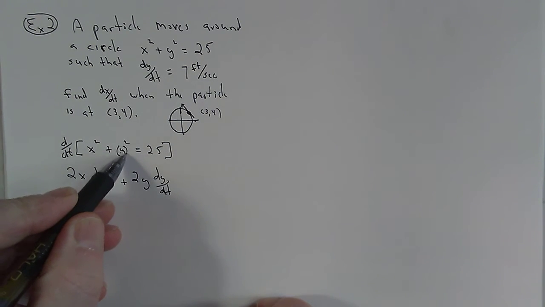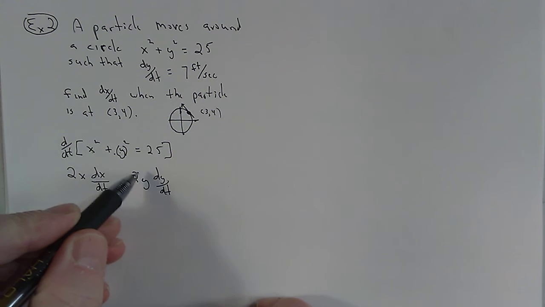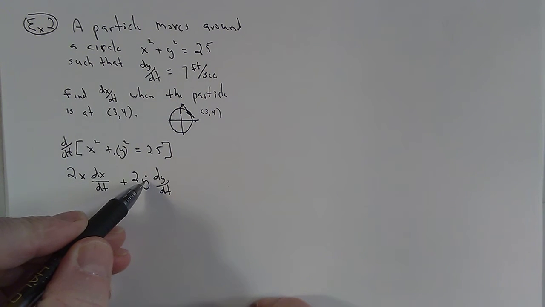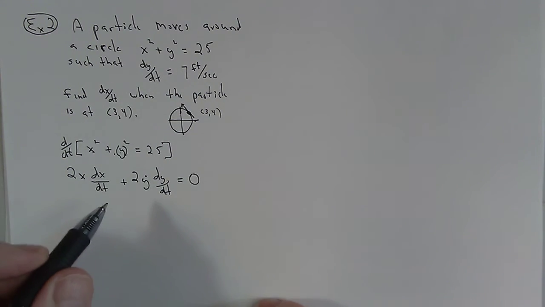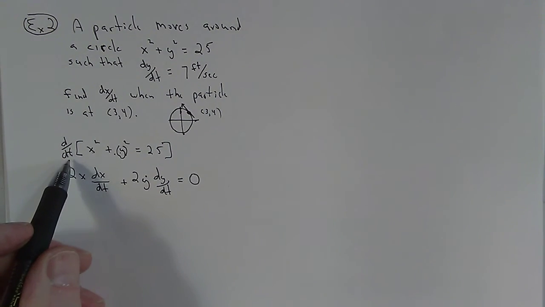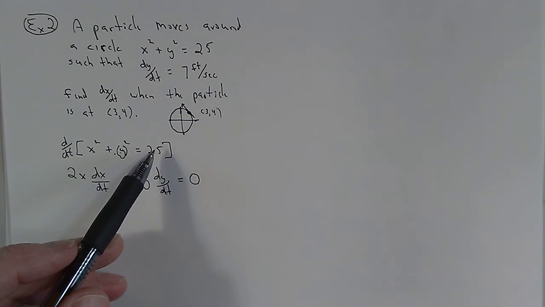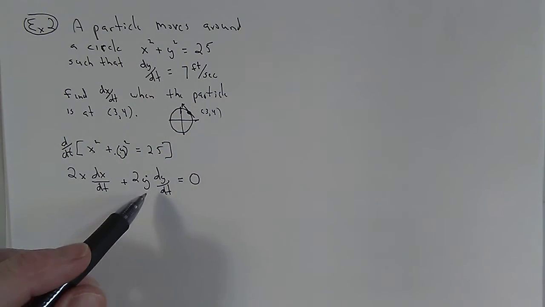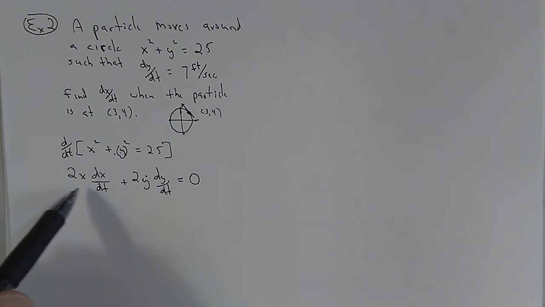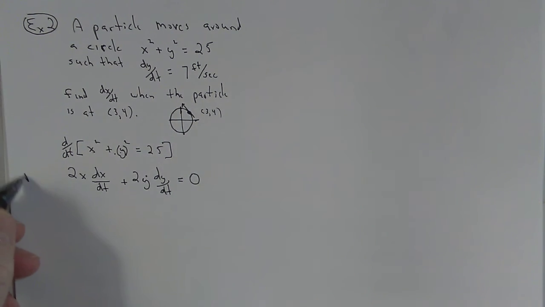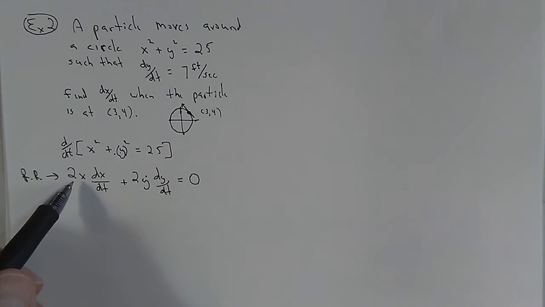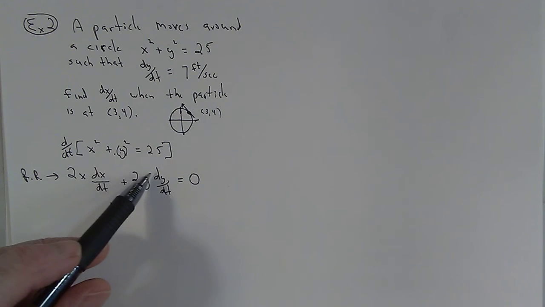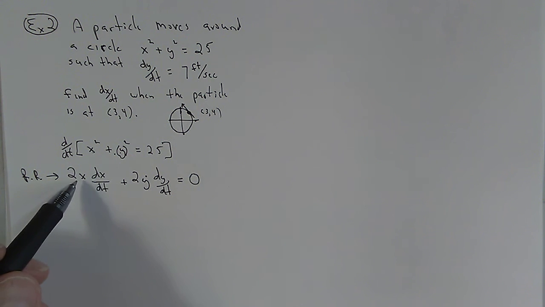Now think about this as being in parentheses. Bring down the 2, reduce the power by 1, take the derivative of the base. The derivative of a number is always 0, no matter what the variable. Constants are not changing. So here is my related rate equation. There's my RR.